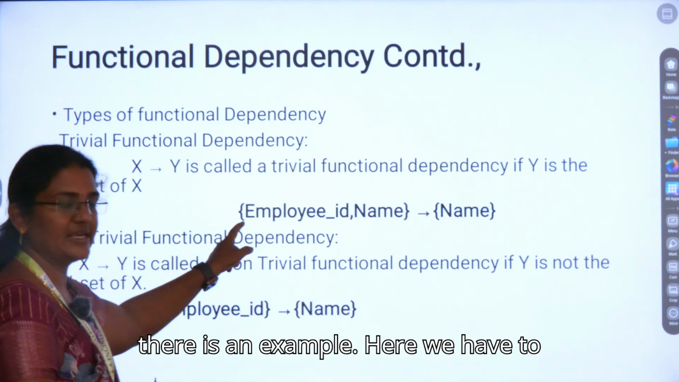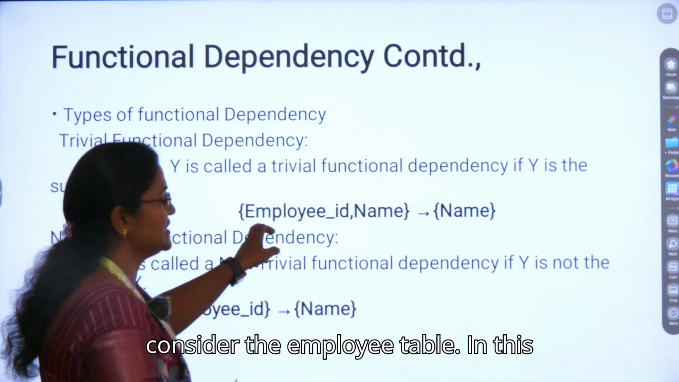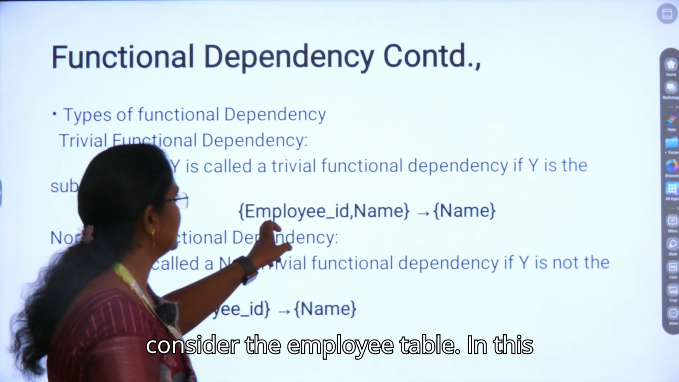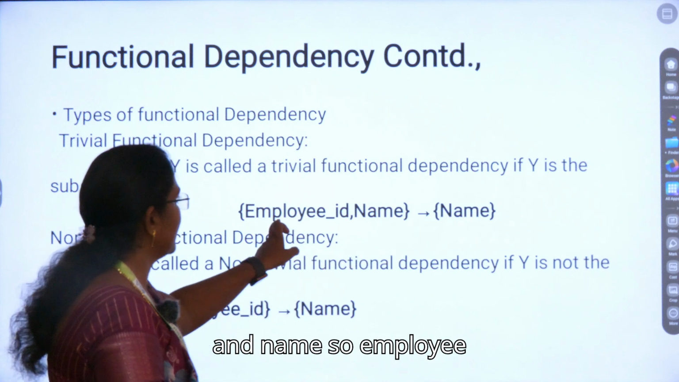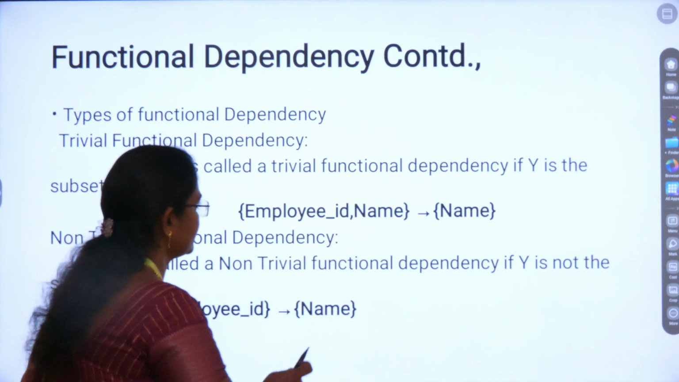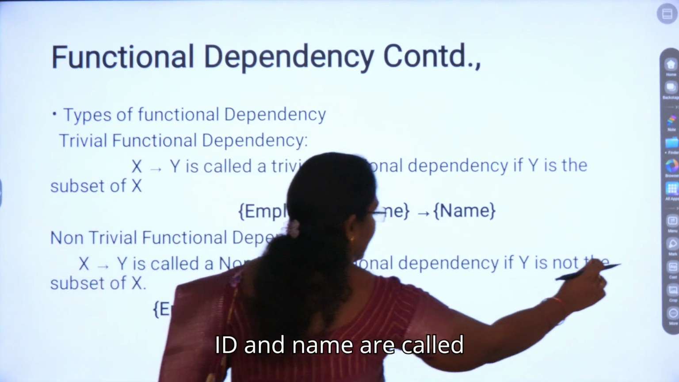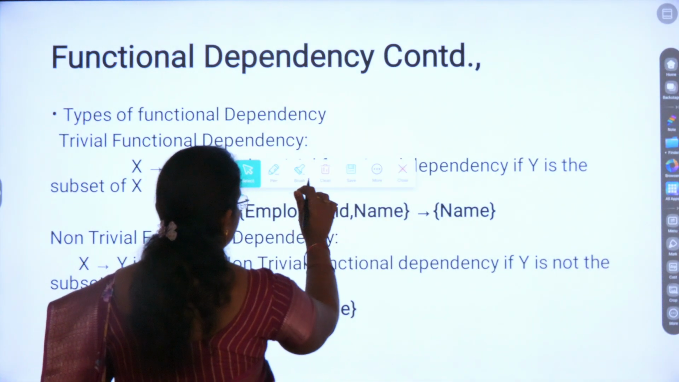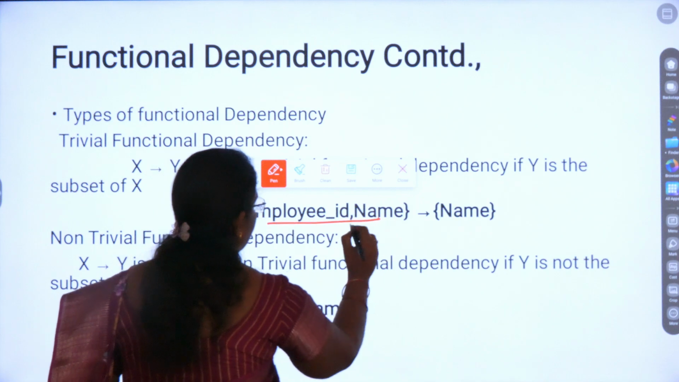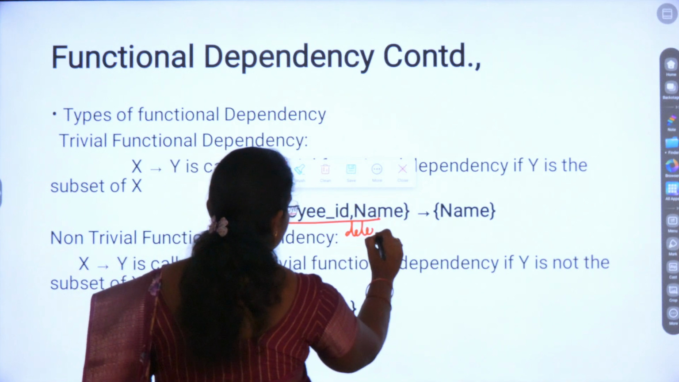Here there is an example. Here we have to consider the employee table. In this there are attributes called employee ID and name. So employee ID and name are called determinant attributes.